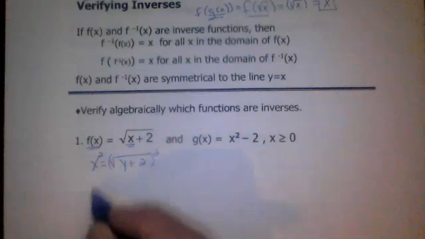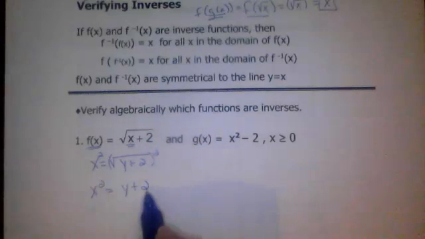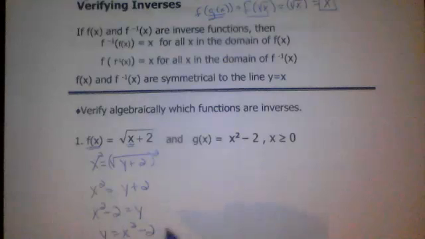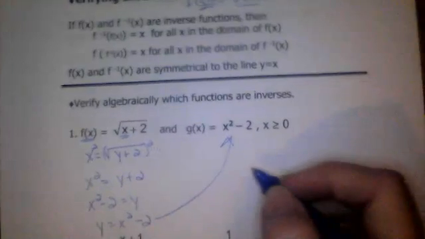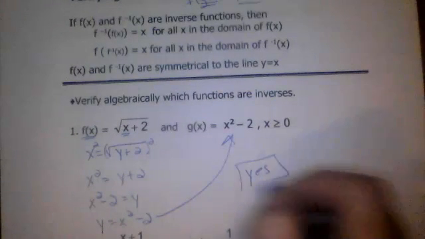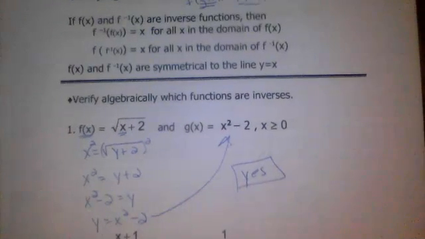To solve this for y, I need to get rid of this square root sign. So I'm going to square both sides, and I have x squared equals y plus 2. Then I would subtract 2 from both sides, and I'd have x squared minus 2 equals y, or y equals x squared minus 2, which is the other equation. So yes, these are inverses. So for today, that's all we're doing. Switch out, and you can choose either equation. It doesn't matter which one you choose to switch x and y.